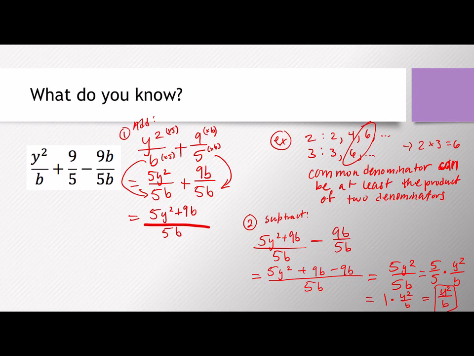So that's how we add and subtract. You get a common denominator, add or subtract the numerators.